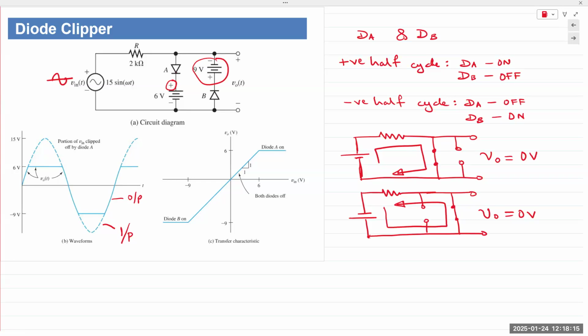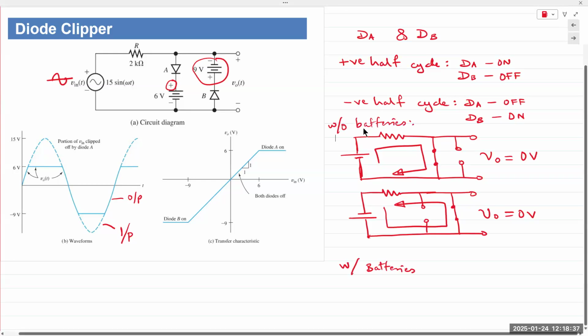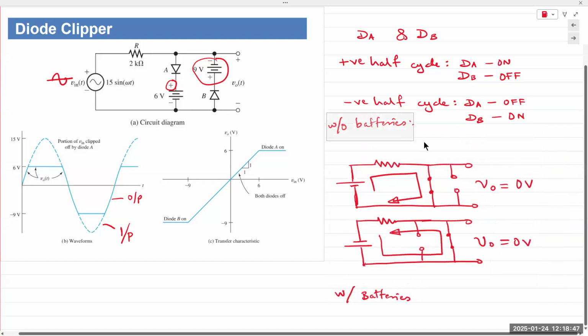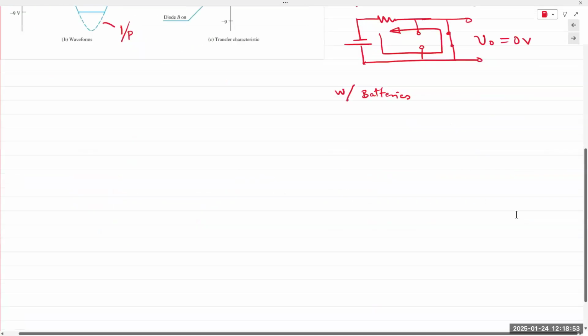Okay. So in the positive half cycle, now this is with the batteries connected. I should have stated here, without batteries. Okay. With and without batteries. Let's make it clearer. Okay, so this is without batteries, and this is now with batteries.